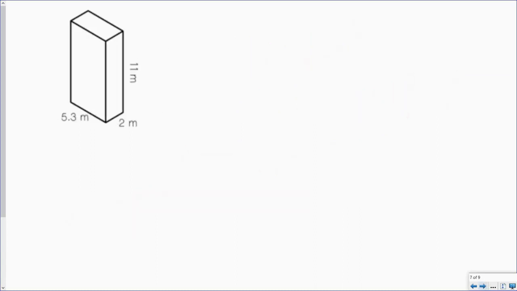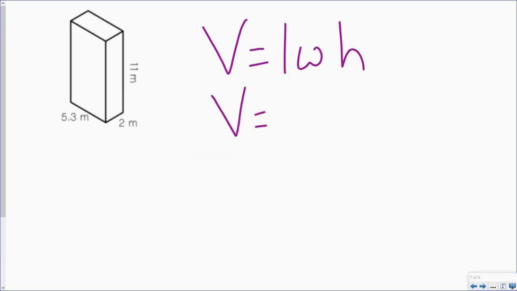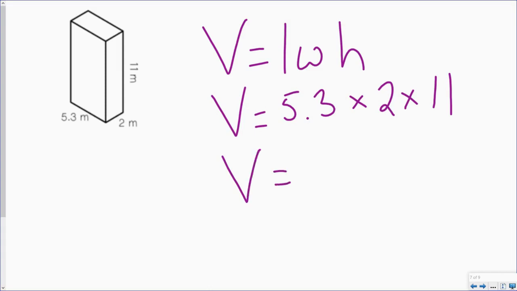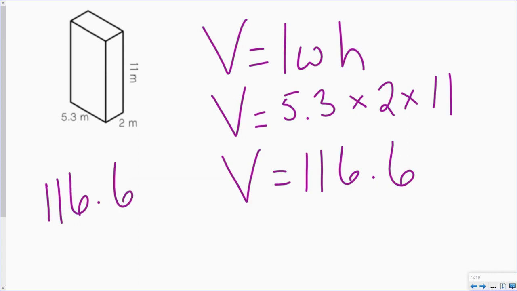If I look at this one, again, set up my equation. So volume equals length times width times height. Substitute my numbers in. So 5 3/10 multiplied by 2 multiplied by 11. So volume is equal to 116 6/10. And so my volume would be 116 6/10. And if I look here, it is meters, so it'd be meters cubed.